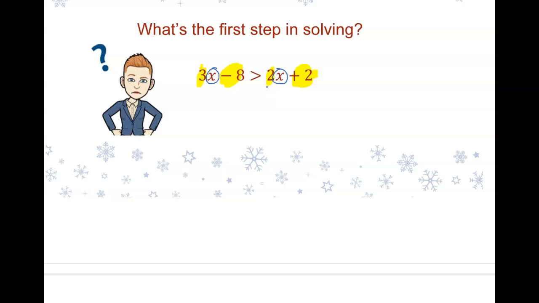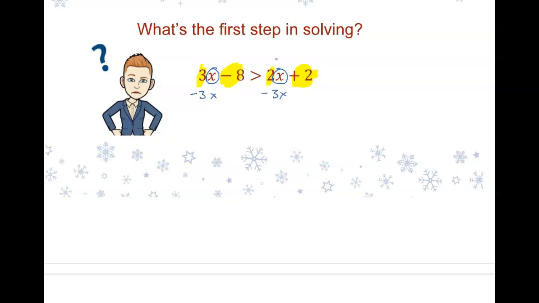And we approached this by subtracting 2x. You might have this question: why did we not subtract 3x? Could we not subtract 3x? It turns out you can. You can move the variable to whichever side you want. So if you wanted to subtract 3x, that's totally valid too.